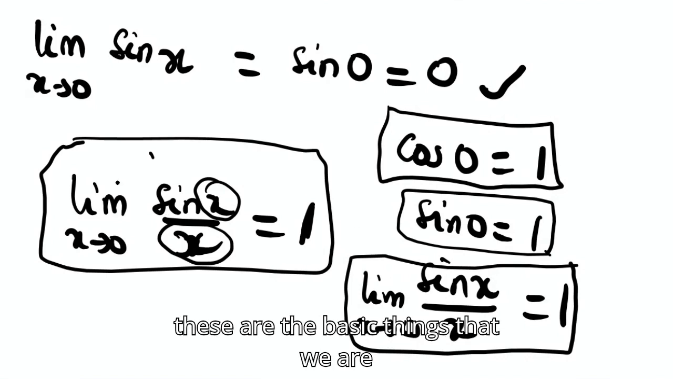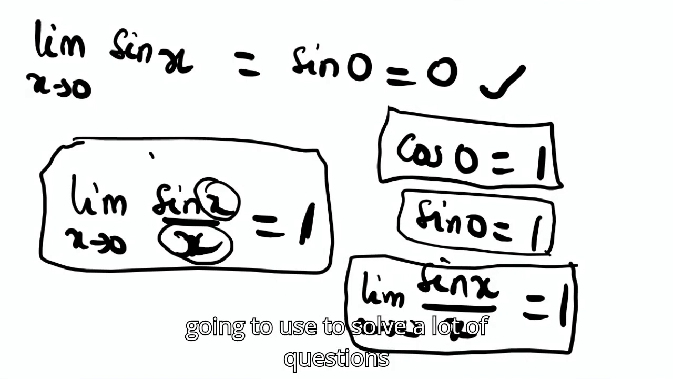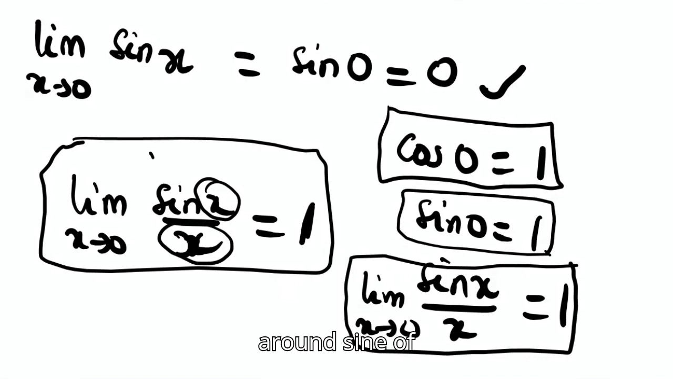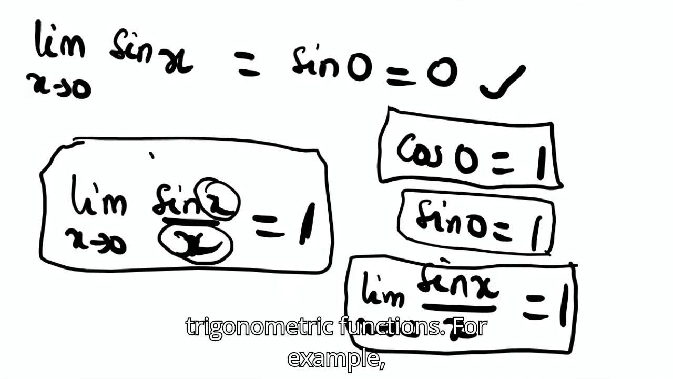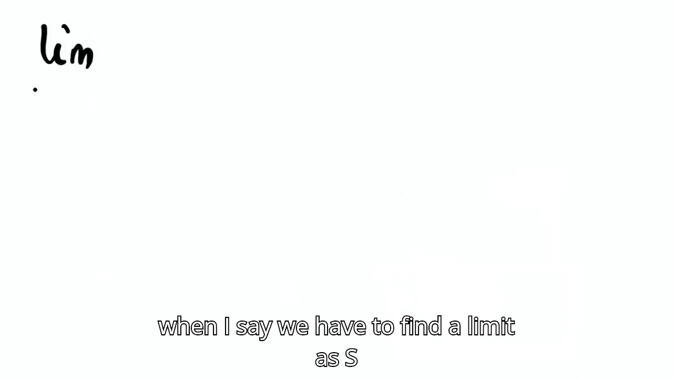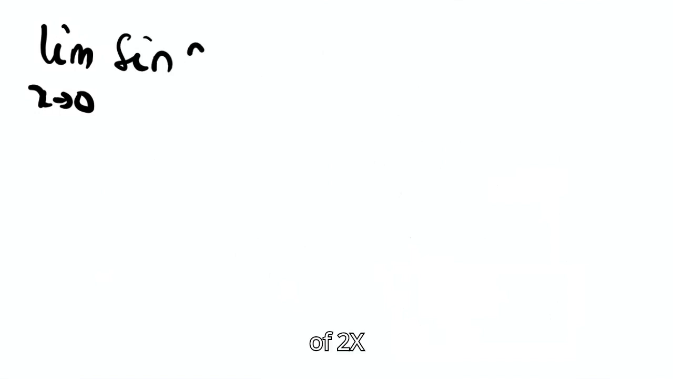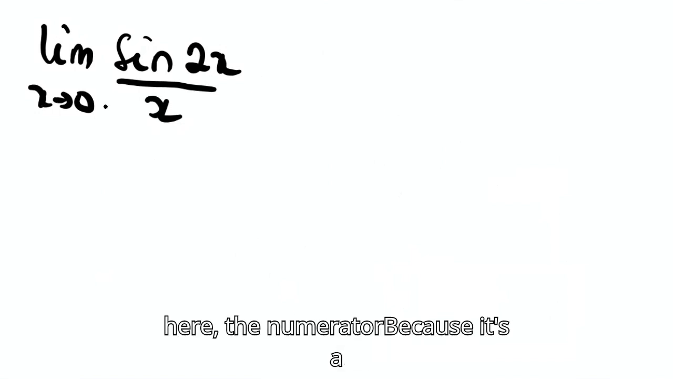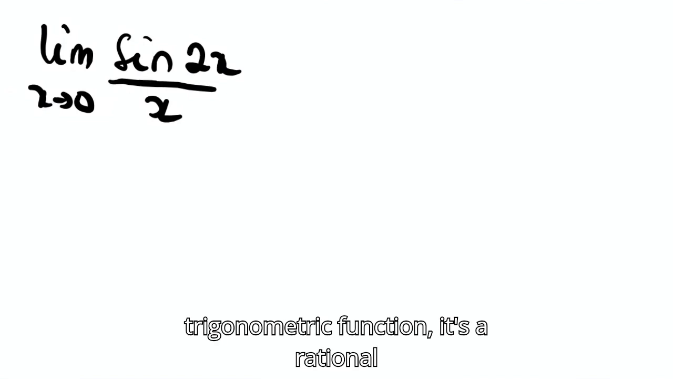Yes. So these are the basic things that we are going to use to solve a lot of questions around trigonometric functions. For example, when we have to find the limit as x approaches 0 of sine of 2x over x, you will see that when you do direct substitution and put 0 inside here, the numerator, because it's a trigonometric function, it's a rational function, right?